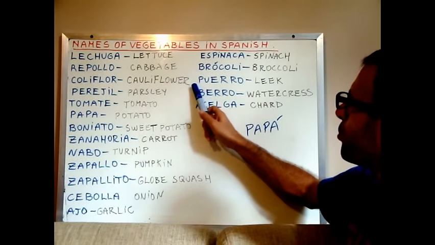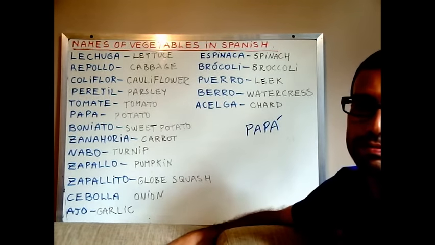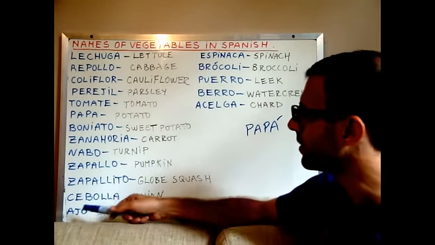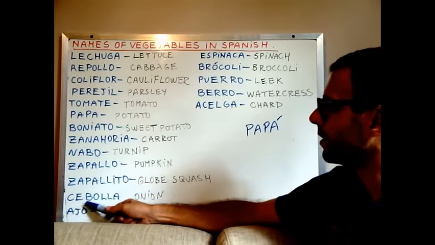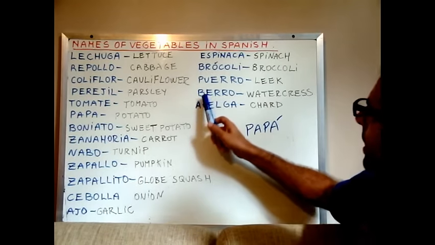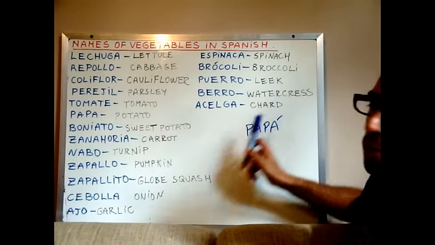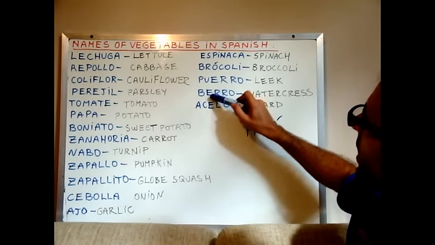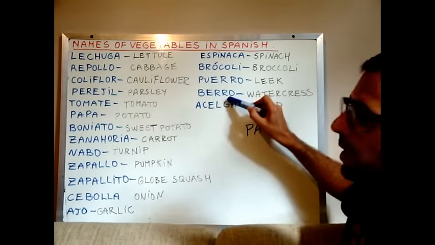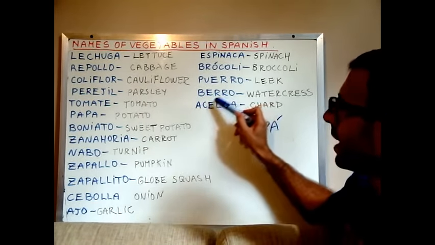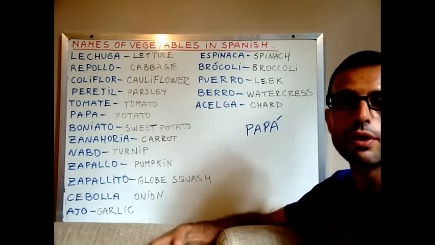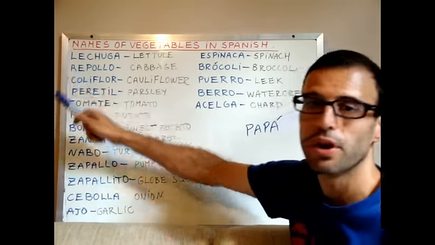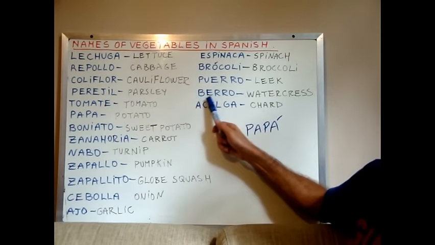Leek is puerro. Puerro. The leek is that vegetable that tastes quite similar to the onion. Berro is watercress. So berro, see that when we have a double R in the middle of the word, it sounds like the rough R, the same as when it is at the beginning of a word. Rrr, you see? Berro, berro.